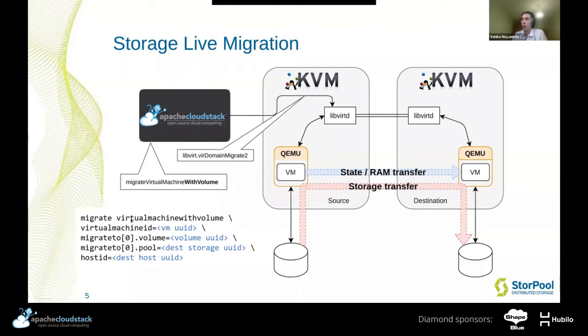So we will call the migrate virtual machine with volume API call, and we need to provide the following parameters: the virtual machine ID, the volume ID, the destination storage pool where we want our volume to be migrated, and the destination host ID. Just a second, please.